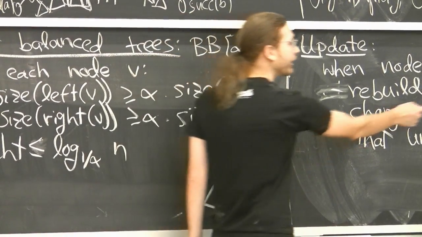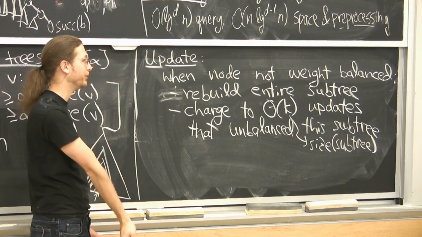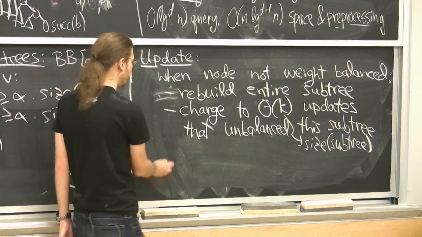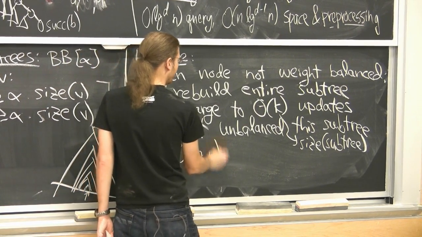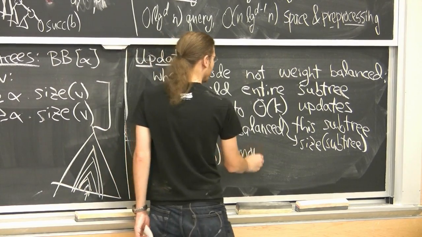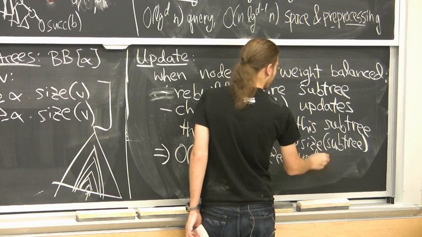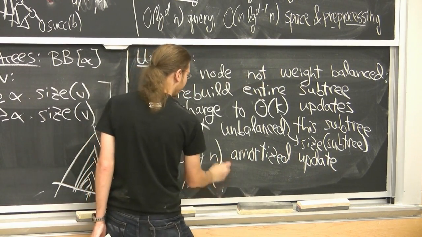So if I say, well, yeah, there are these theta k updates, but actually there are log n different subtrees that will charge to the same update. So I lose a log n factor in this amortization. But it's not so bad. I get log n amortized update. This is if a rebuild costs linear time.